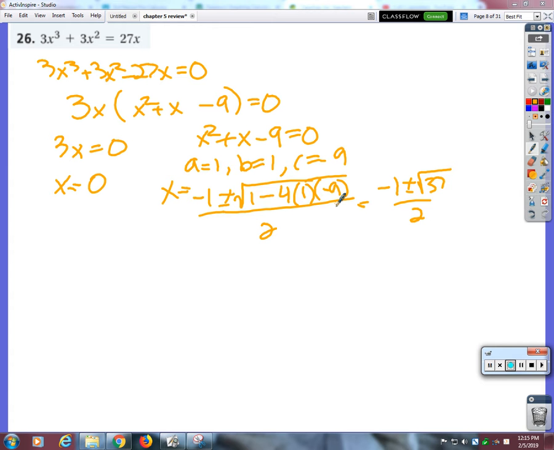Okay? All right. Then 4 times 1 times 9 is 36. These two negatives make a positive. So 1 plus 36 is 37. Done. After that, I'm done. Okay. All right. So we'll leave off right there, and then figure out the rest of it tomorrow.